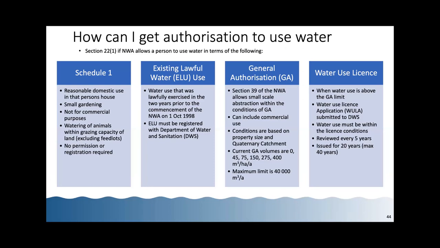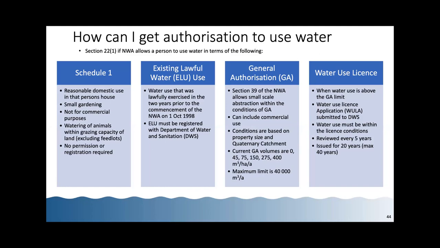The first use is what we call Schedule 1 use. This is reasonable domestic use within a person's house. It's for small gardening, for non-commercial purposes, for watering of animals within the grazing capacity of the land, which means this does not include feeding lots. You do not need any permission or registration for Schedule 1 use.